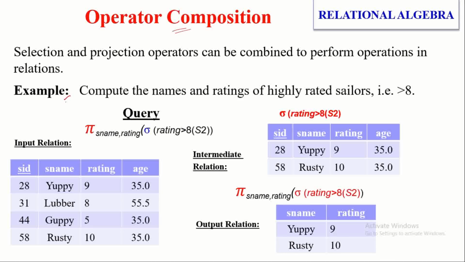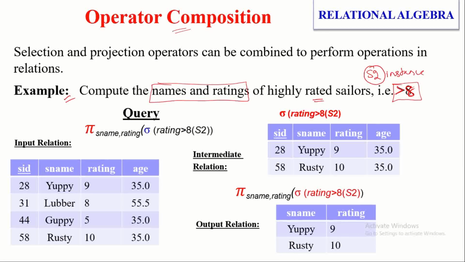Okay, for example, in order to compute the names and ratings of highly rated sailors in S2 instance of sailors, highly rated sailor means who are having the rating value greater than 8. Okay, so here what is the input table? S2 instance of the sailor table is the input table, and in that, what is the condition to be satisfied? Their rating value must be greater than 8. And what are the field names must be available in the output table?